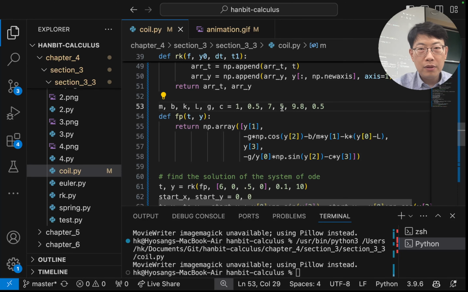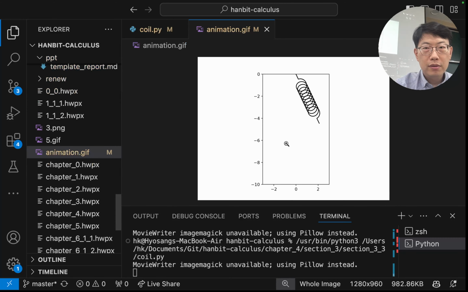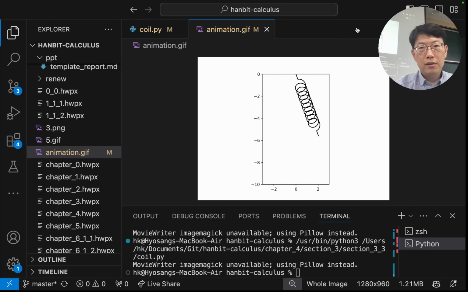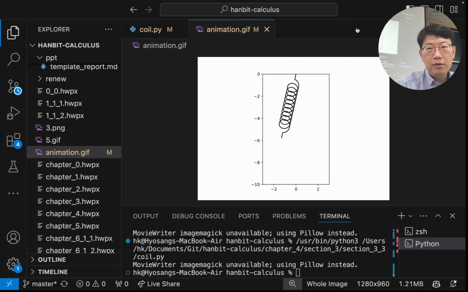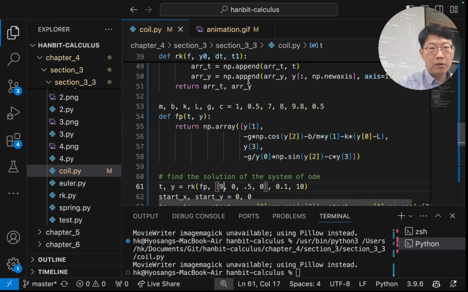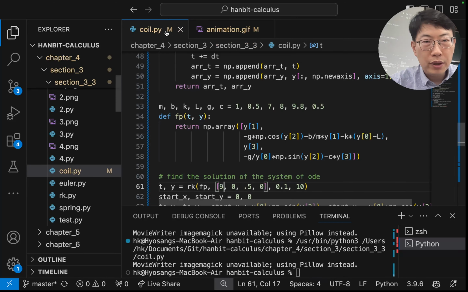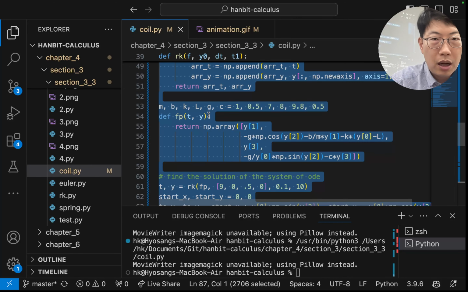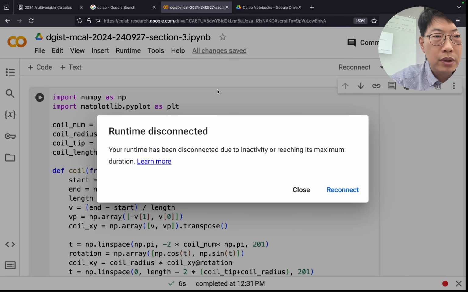So maybe I can make it a little bit longer, like 8, and this is 9. So then you can see a little bit longer version of the spring. Okay. So if you want to let it move for a longer period of time, you can change the input in the Runge-Kutta here. So by the way, maybe I'll just copy paste the code here.